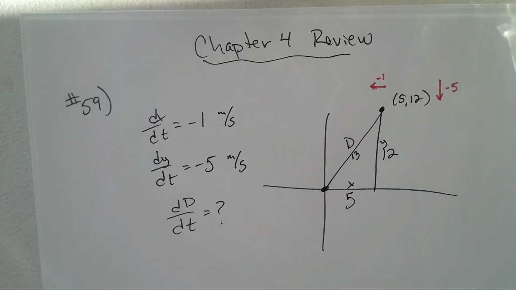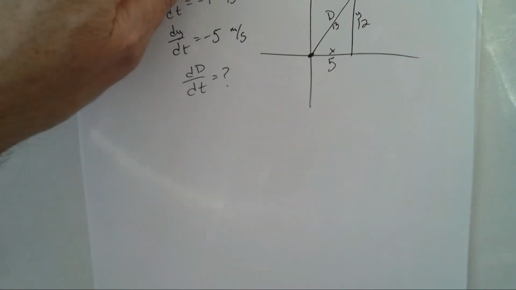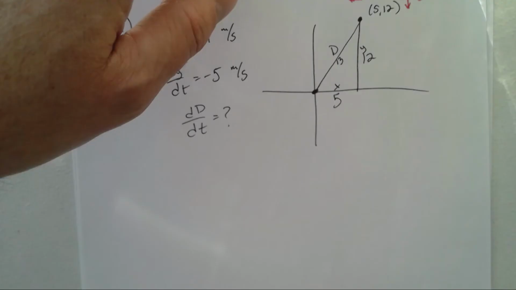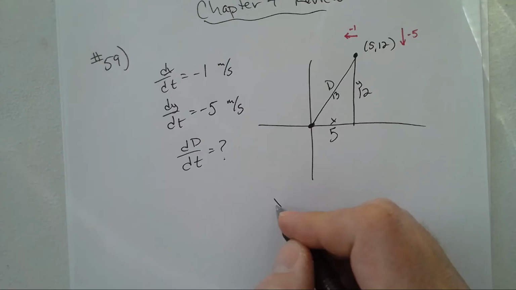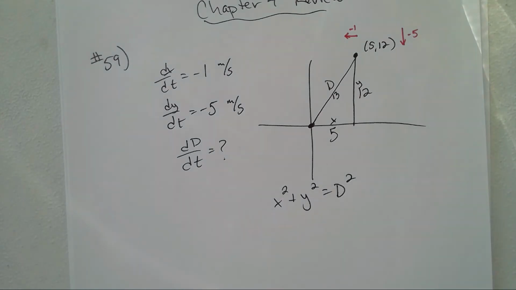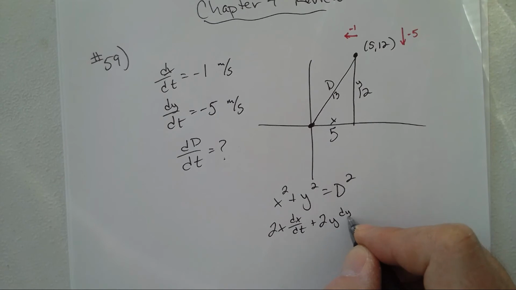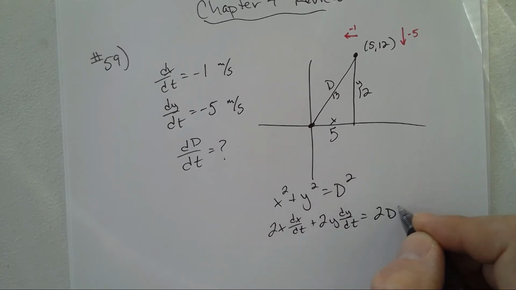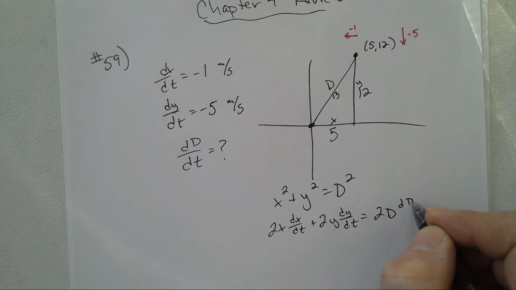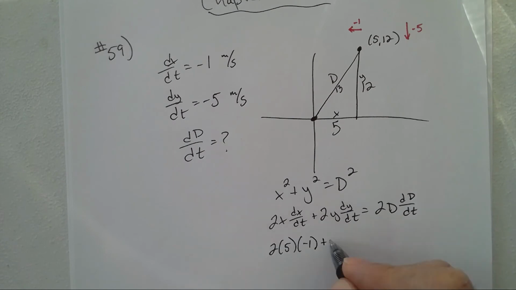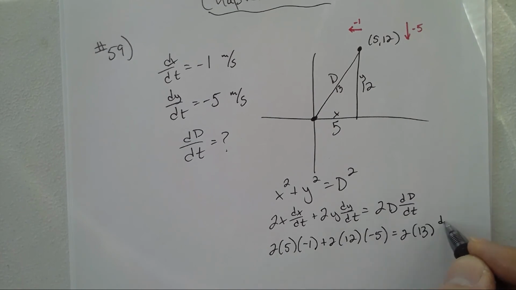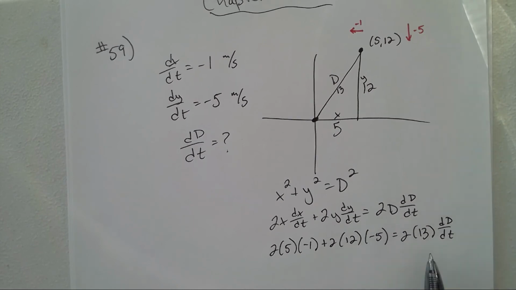The Pythagorean theorem does work here because we're given so much information to start with. We can just say x squared plus y squared equals d squared. Find the derivative with respect to time, and plug in what we know. We know dx/dt, we know y, we know dy/dt, we know d, and we can solve for dd/dt. Now it's going to be negative, whatever we get here.